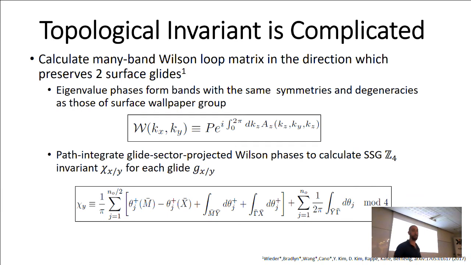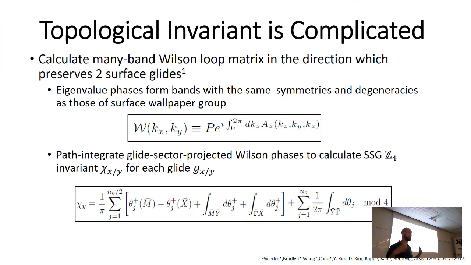Basically, the topological invariant for this thing is quite complicated. There's no reason to get into it other than to throw it up here and say that it's based on this Wilson loop formulation that involves a many-band generalization of polarization. If I have bands that are stuck together like an hourglass, I can't separate them and say I have the polarization for this band and the polarization for that band. So I have to take the whole chunk of them, integrate, and then worry about separating the eigenvalues in some way and coloring them with glide and stuff.